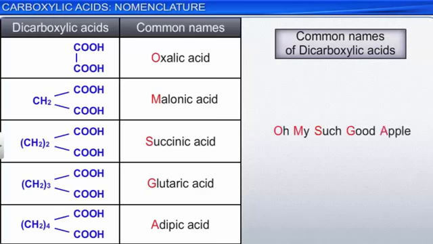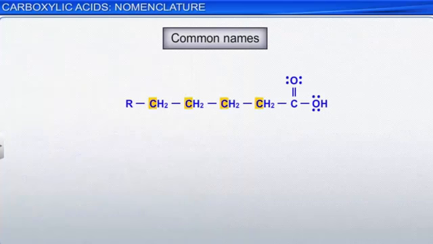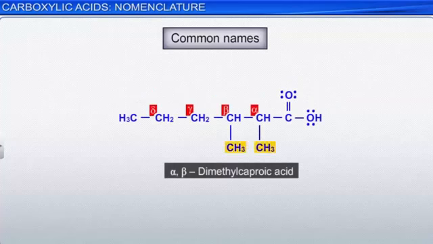When it comes to substituted acids, the position of the substituent is indicated by the Greek letters alpha, beta, gamma, etc. The carbon adjacent to the carboxylic group is assigned the letter alpha, the next carbon beta, the next one gamma, and so on. For example, two methyl groups substituted on the alpha and beta carbons in a 6-carbon carboxylic acid is named alpha-beta dimethyl caproic acid.